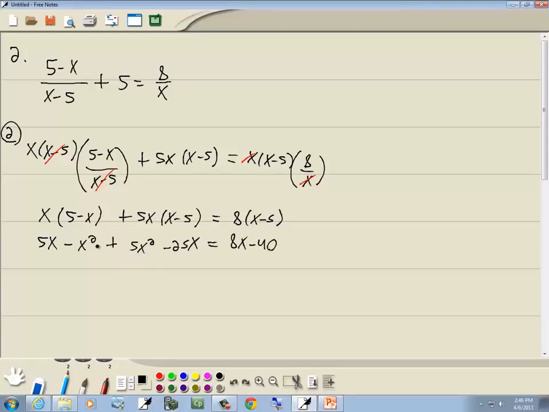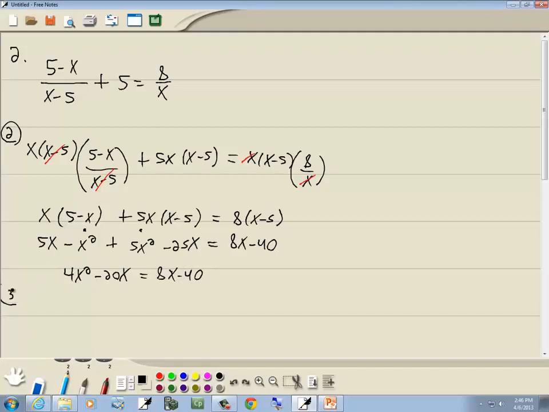Now we want to combine together like terms at any step. Here we have a negative x squared plus 5x squared. That gives us 4x squared. 5x minus 25x gives us negative 20x equals 8x minus 40.